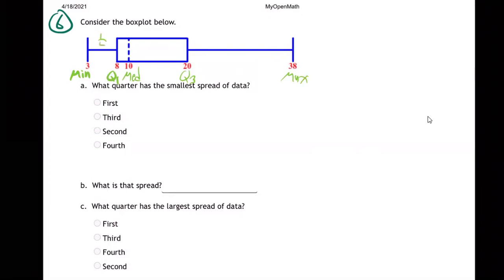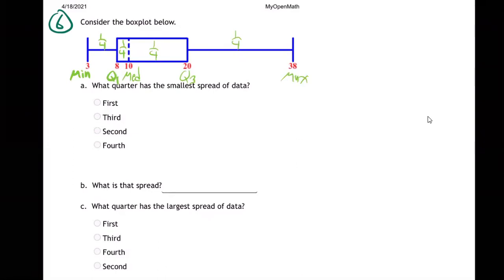Meaning what? Meaning 1/4 of all the students in your class got between 3 and 8, and 1/4 of all the students in your class got between 8 and 10, and 1/4 of all the students in your class got between 10 and 20, and 1/4 of all the students in your class got between 20 and 38.